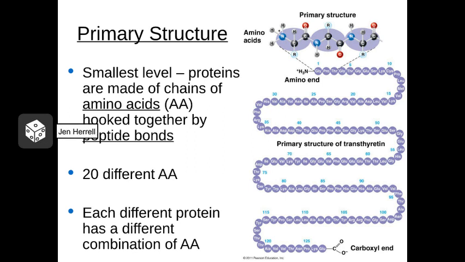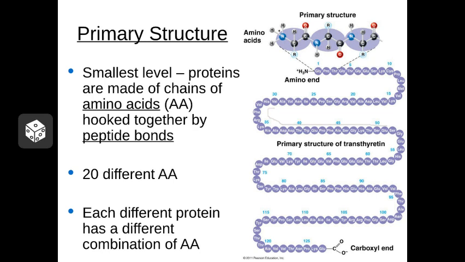The primary level of complexity consists of a long string of amino acids held together with peptide bonds. Now the sequence of these amino acids is really important. Because there are 20 different amino acids, any amino acid can appear at any particular position, but again they fall in a particular sequence. The sequence in which they fall is going to determine how this protein can begin folding and the shape it will eventually take. And the shape it eventually takes will determine its function.